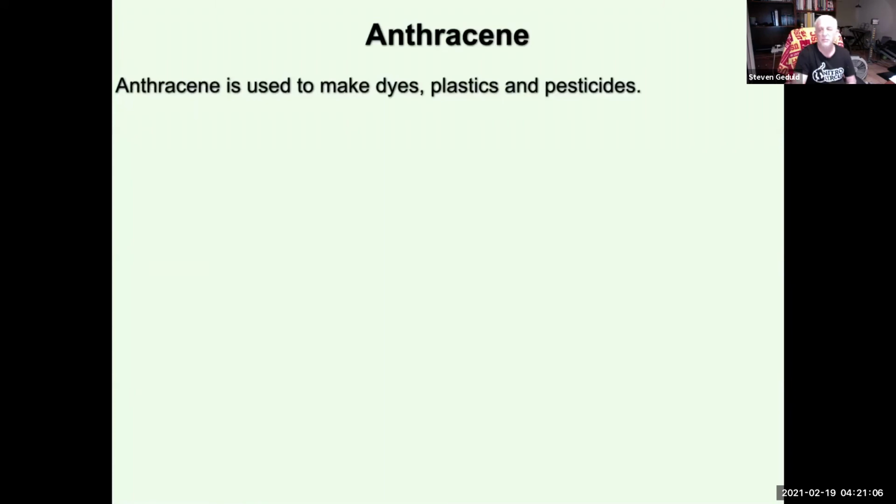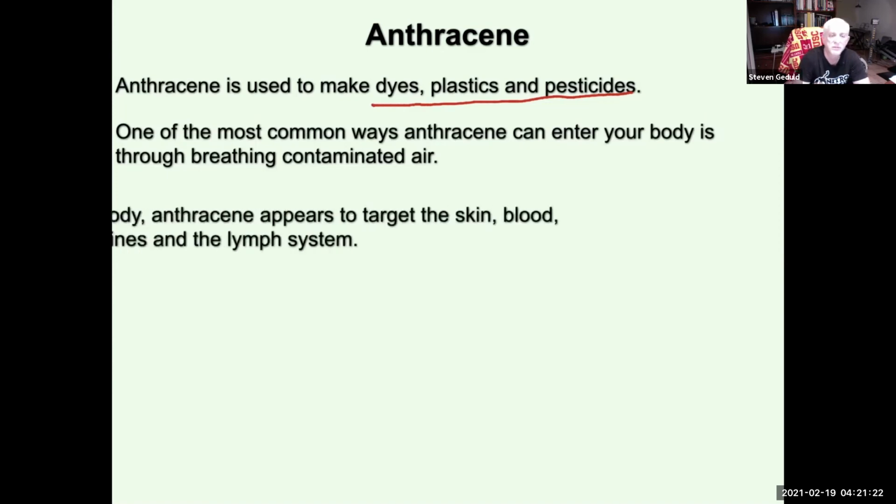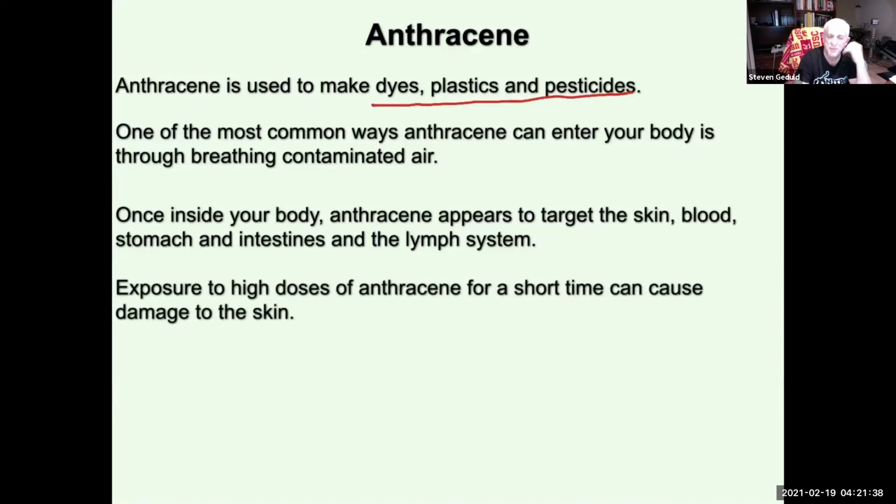So anthracene is another PAH. Anthracene is used to make dyes, plastics, and pesticides. One of the most common ways for anthracene to get into the body is through breathing contaminated air. You breathe that in. Once inside your body, the anthracene appears to target the skin, the blood, stomach and intestines, and your lymphatic system. Exposure to high doses of anthracene, even for a short time, can cause damage to the skin.